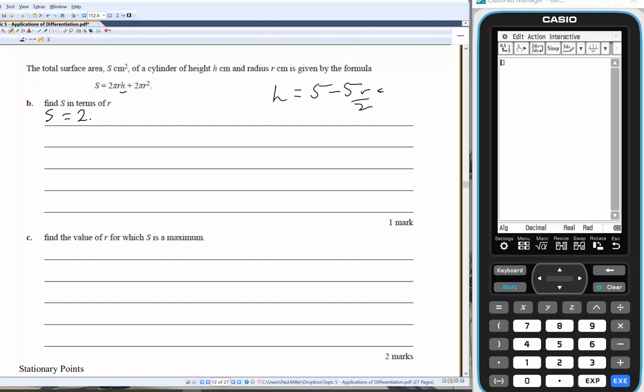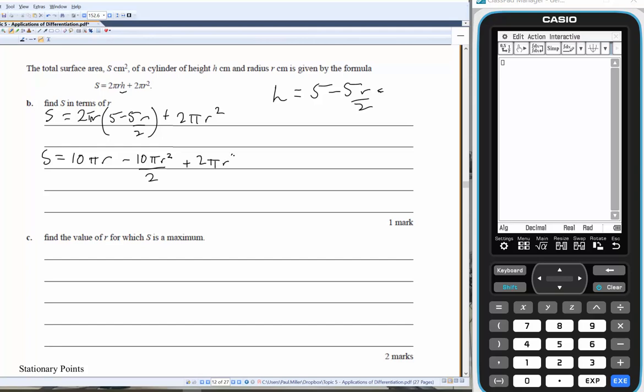S equals 2 pi r, brackets, 5 take away 5r on 2, plus 2 pi r squared. That's probably enough to get us a mark at this point here, but I'm going to expand this out because I just feel like I've got to tidy up after myself. I've got 10 pi r on the expansion, take away 10 pi r squared on 2, which would have been negative 5, but anyway, it doesn't matter.